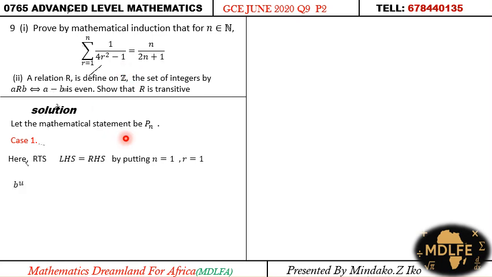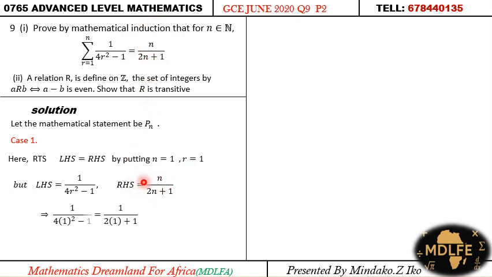My left hand side is just 1 divided by 4r squared minus 1, and my right hand side is n divided by 2n plus 1. Now if I substitute my values, I will have 1 divided by 4 times 1 squared minus 1 being equal to 1 divided by 2 times 1 plus 1. So 1 squared is 1, times 4 is 4, minus 1 is 3. And 2 times 1 is 2, plus 1 is 3. Therefore we have 1/3 being equal to 1/3, and therefore it is true for n equal to 1.